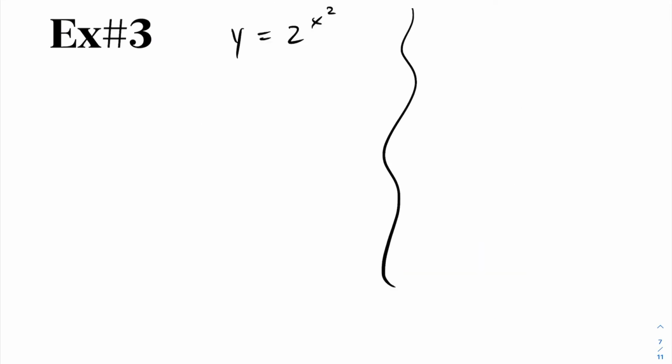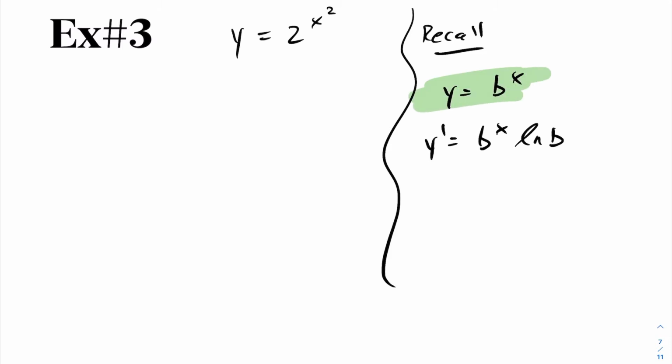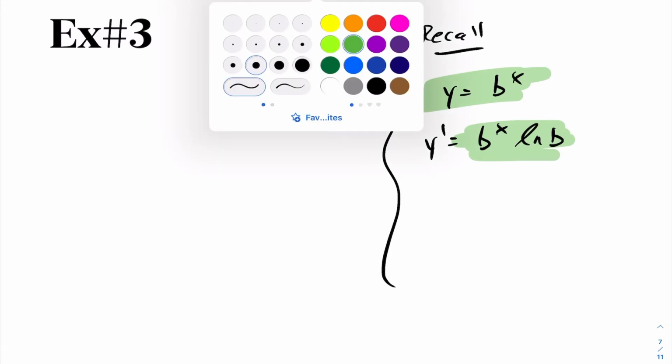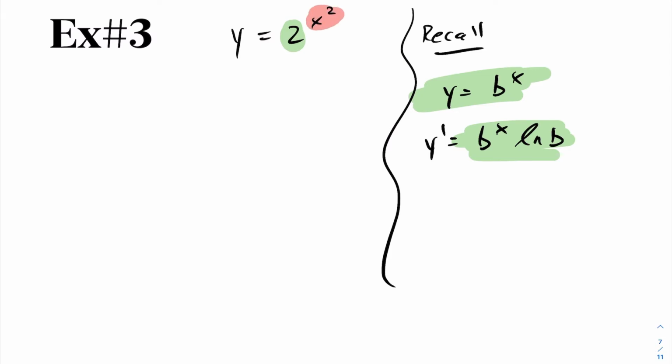So for this question here, recall, for y equals b to the x, the derivative is b to the x times ln of b, so ln of that base. So in this case here, your base is viewed as the 2, and your x value is viewed as the x squared. So if I take my derivative, in this case y prime, it's going to be b to the x, so in this case 2 to the x squared.